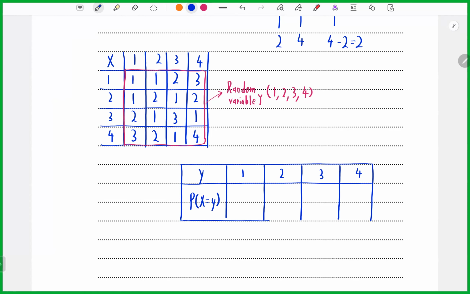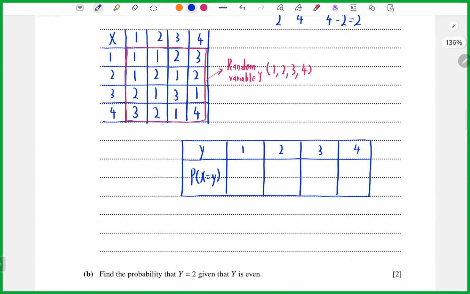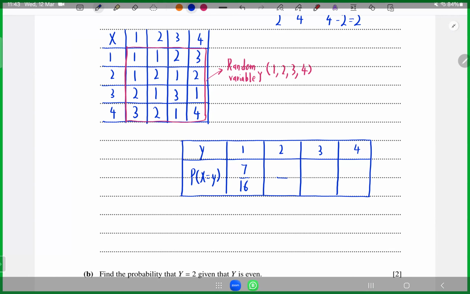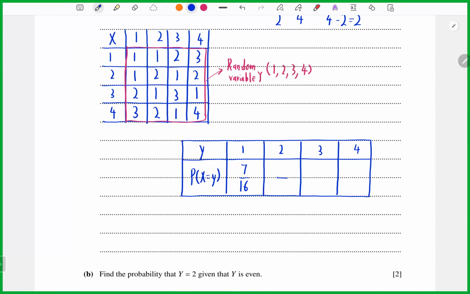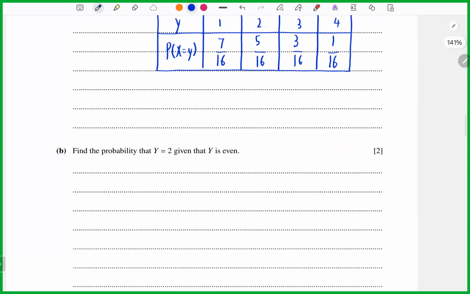Okay, so let's calculate the probability first. You can see the total sample is 16, right? Let's see how many times the number 1 appears: 1, 2, 3, 4, 5, 6, oh 7, sorry. 7 here. Number 2, we see how many? 1, 2, 3, 4, 5. So 5 over 16. Number 3 is 3 over 16. Number 4 is 1 over 16. So this is your answer for question A.